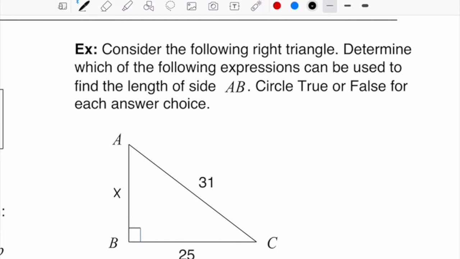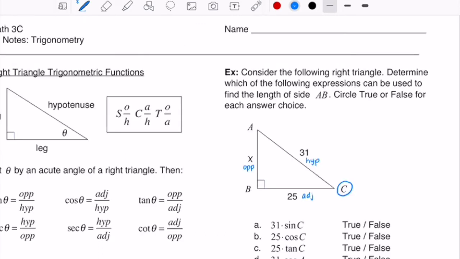3 of the answer choices use angle C as the reference angle, and then 2 of the answer choices use angle A as the reference angle. So I'll start with angle C, and I'm going to do the work for this one in blue. So with angle C being my reference angle, the X is opposite, the 31 is the hypotenuse, and the 25 is the adjacent side. These labels for opposite and adjacent will switch when I switch to having angle A be my reference angle. So the first one says 31 times the sine of angle C. So I need to figure out if that includes the right numbers and the right trig ratio that I could use to solve for X.